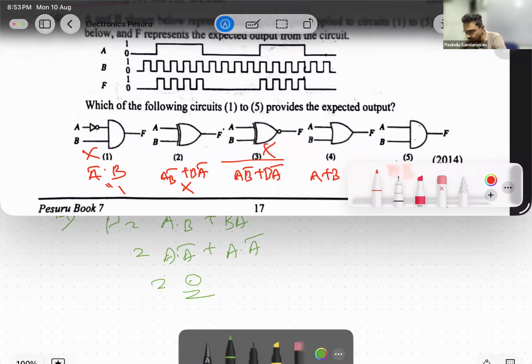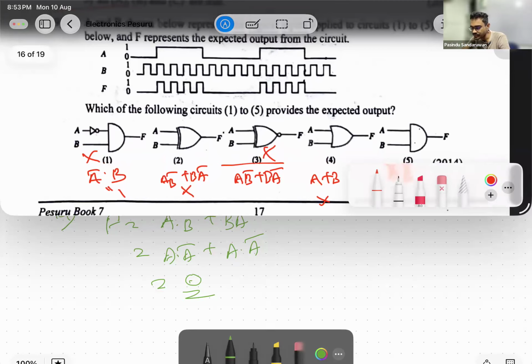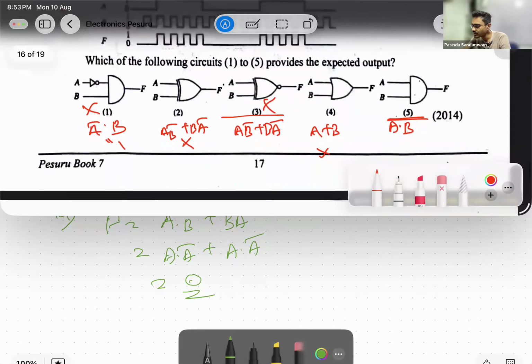Then the fourth one, A0, B1 means that is 1. That is also 1. That is also gone. Then it must be 5. See how easy? Right? On the third interval we check 0 0, again 0. Fourth one A1 B1 means F is 1, right? So it is 5.